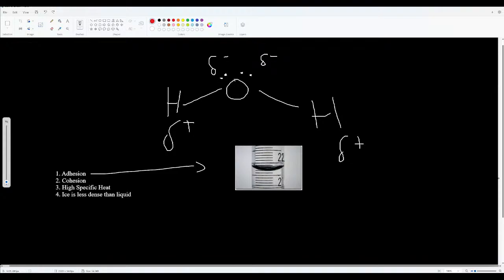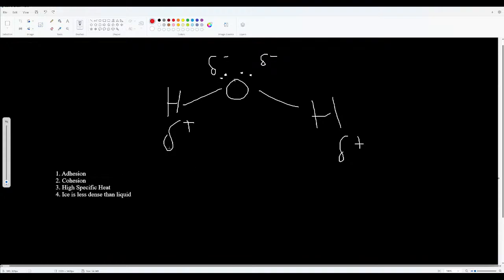So yeah, that's adhesion. When water sticks to a surface that's not water. So, when we talk about cohesion, cohesion is when water sticks to a surface that is water.